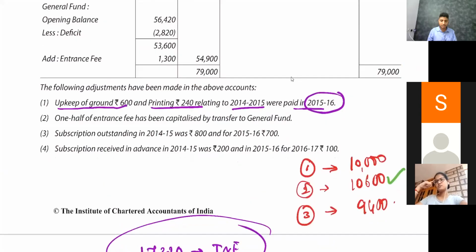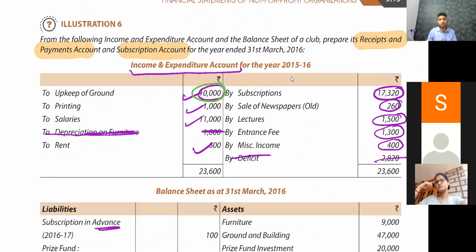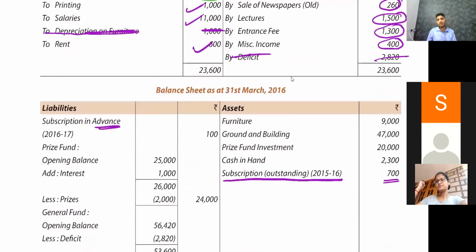So again, I'm talking about printing 240. Normally printing is 1,000. So total printing is 1,000 plus 240, 1,240 again.